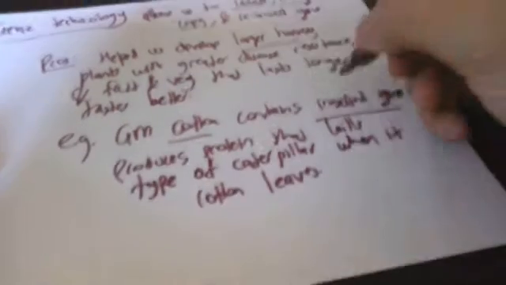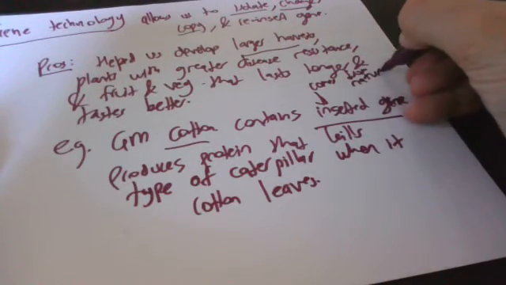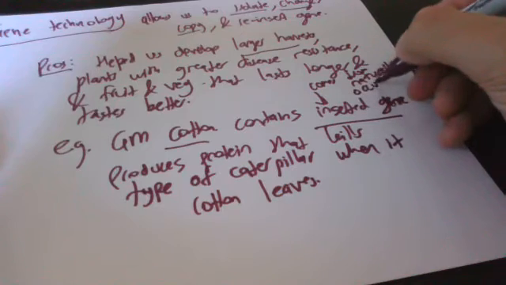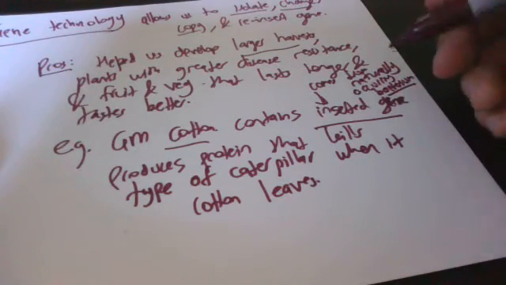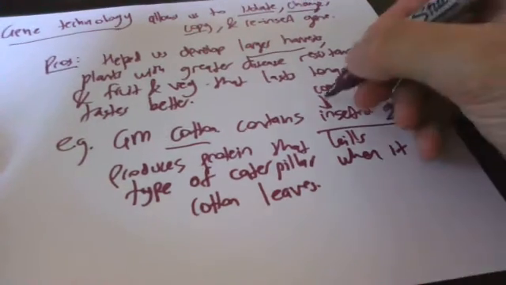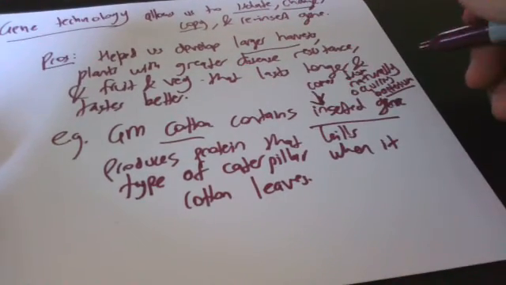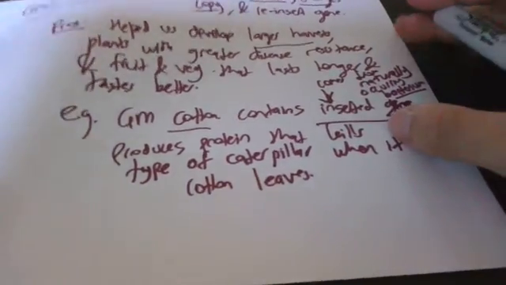And the inserted gene comes from a naturally occurring bacterium. Remember, bacterium with an M at the end is the singular for bacteria. Bacteria is a plural. It's called Bt cotton. That's the bacterium. So that's an example of using GM in nature.